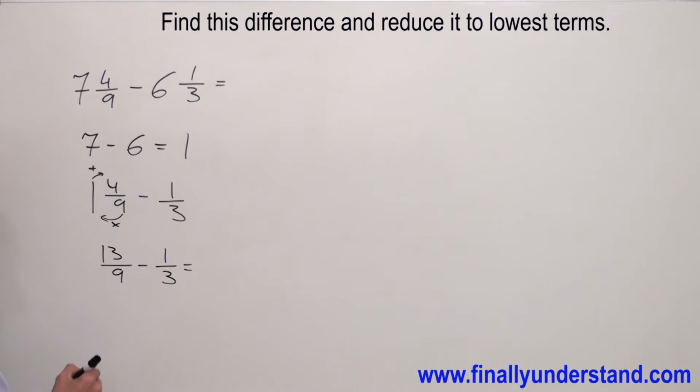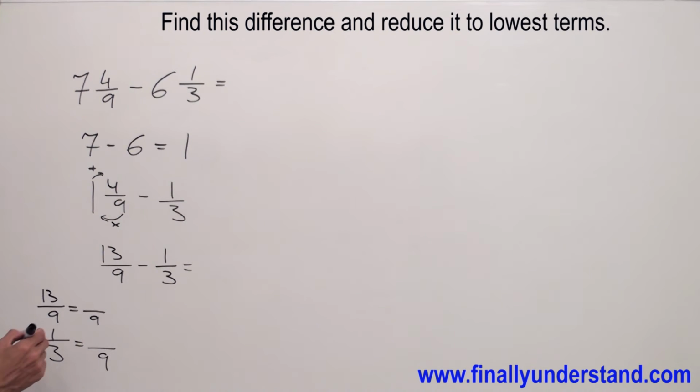Common denominator for these two fractions, okay, is 9. Why? Because 9 is divisible by 9 and 9 is divisible also by 3. Very simple. You have to remember the multiplication table. So I have 13 over 9 and I have 1 over 3. We said the common denominator is 9.